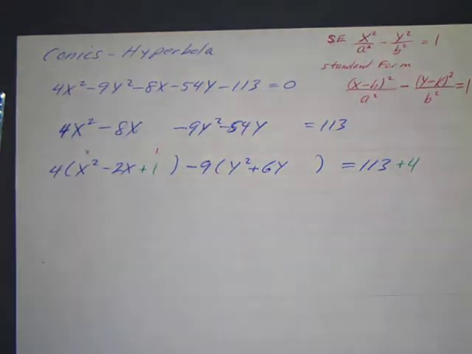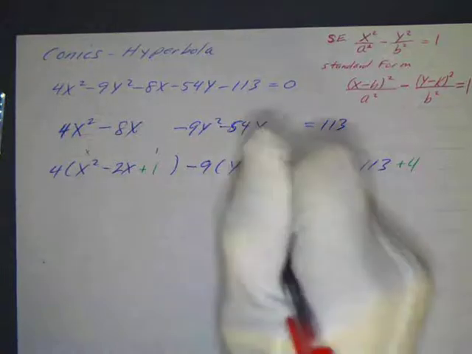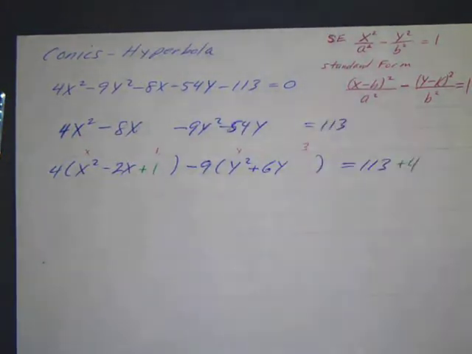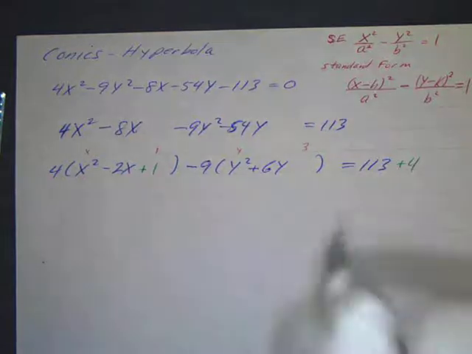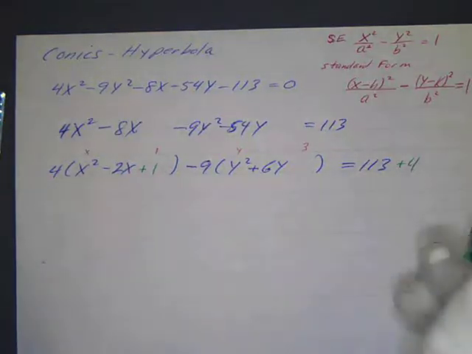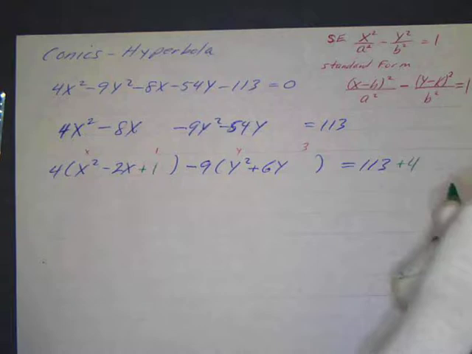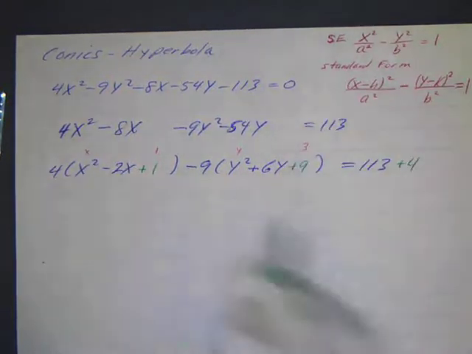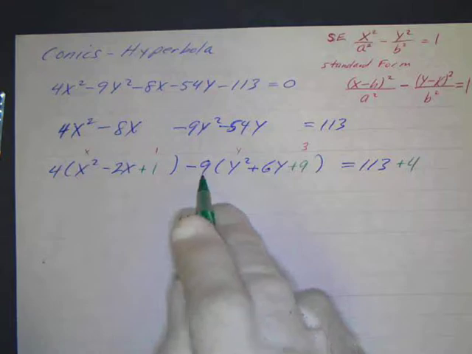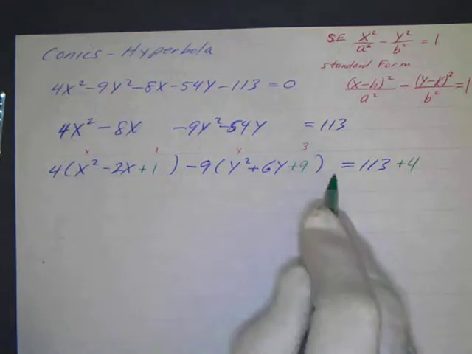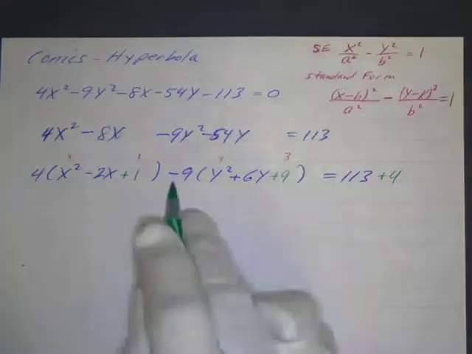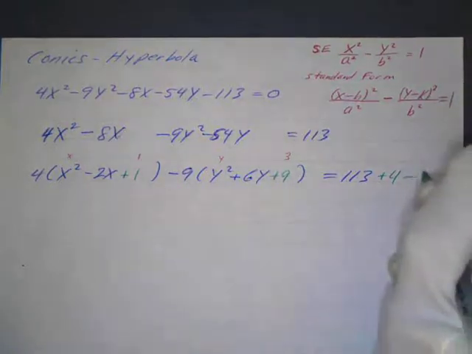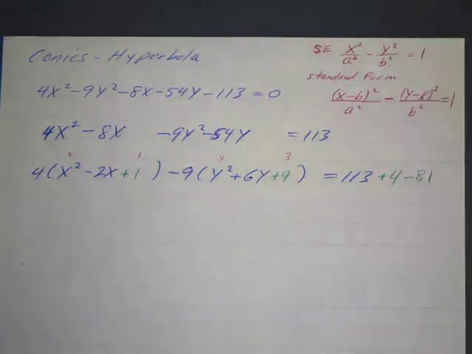Now over here, this is y, and half of 6 is 3. This is our standard completing the square technique. What's 3 squared? 9. So I'm going to add 9. But this is preceded by a negative 9, so negative 9 times 9 is negative 81. So I'm actually adding a negative 81 to this side, so I've got to add a negative 81 over here.